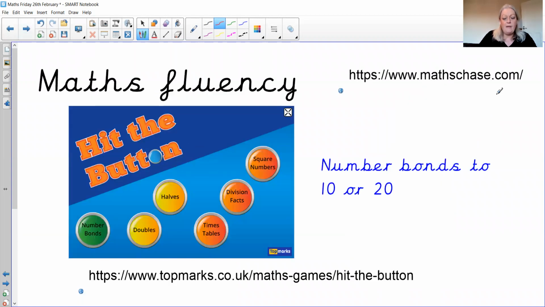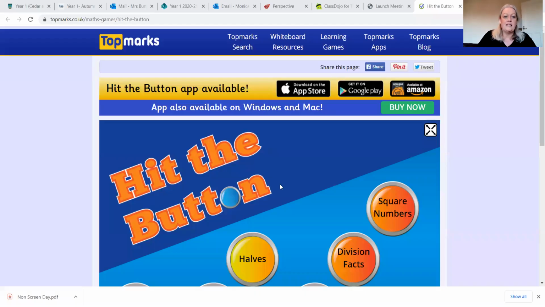Okay, so up the top here, you've still got the link to the game that we've been playing, but I'd like us to do some work on our number bonds today. You did some yesterday. The more they do, the quicker we're going to be at doing them. So we're going to practice number bonds to 10 or 20. So I'm just going to see if I can find the game for you. And let's try. Here we go. It's this one. So it's hit the button, that's right.